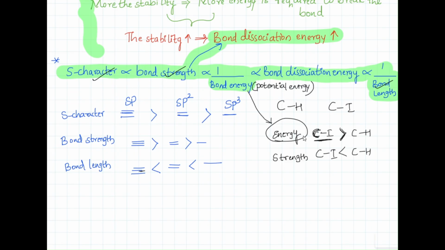The bond strength in C-H is high compared to C-I. Hence the bond strength increases, the bond energy decreases, and the bond dissociation energy increases. The bond dissociation energy is high in the case of C-H due to the stronger bond compared with C-I, right?